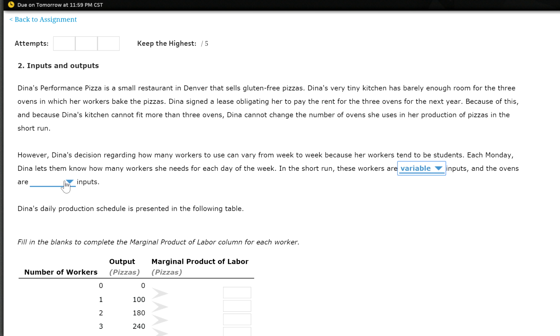And then for oven, on the other hand, you cannot change it because it's already in place, and she agreed to sign the lease for next year. So she has a fixed number of 3 ovens, and that's it. There's no way to change them. So therefore, your ovens are a fixed input. Okay, all right. So that's the first part.